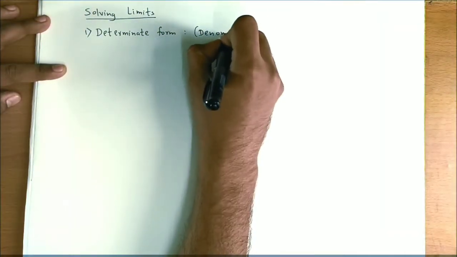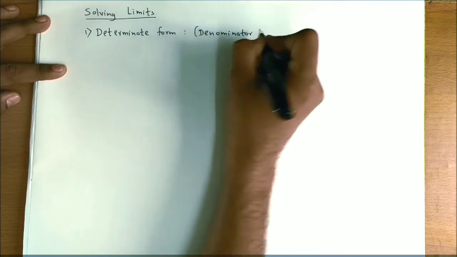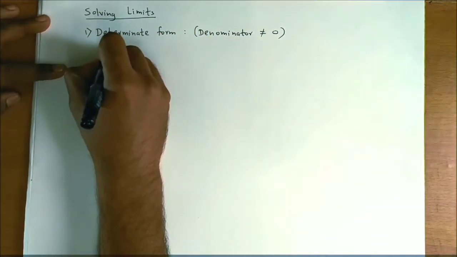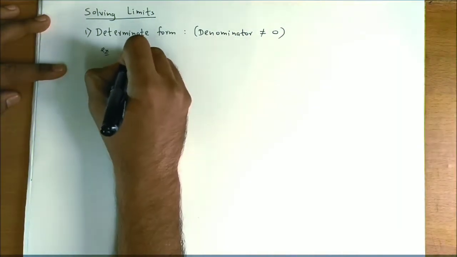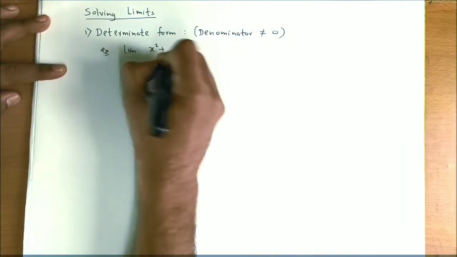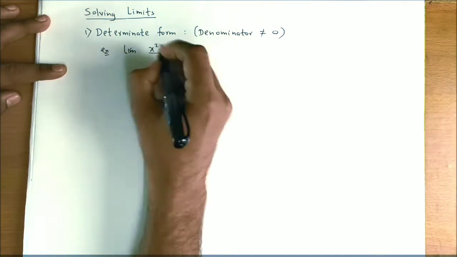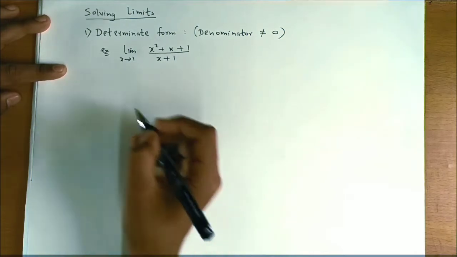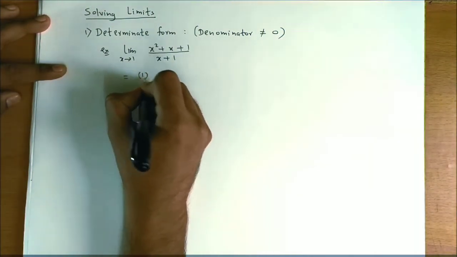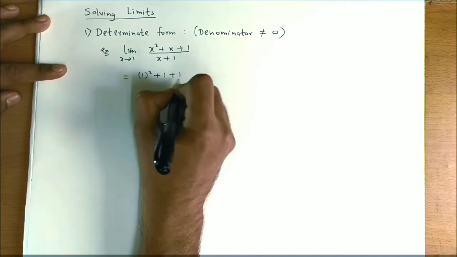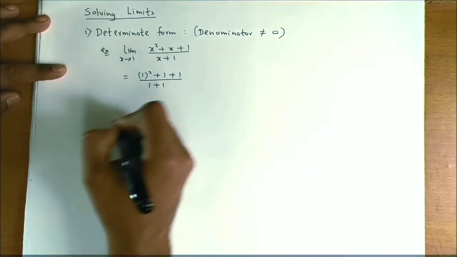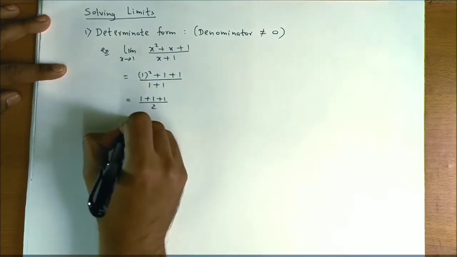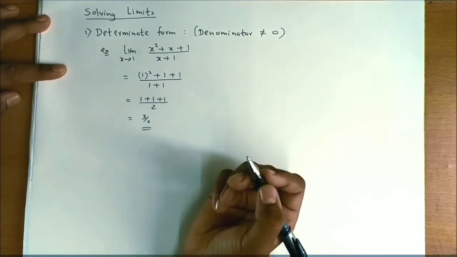And when can you do that? Yes, when the denominator value is not equal to 0. Now let us consider a very simple example of limit. Say limit of x squared plus x plus 1 upon x plus 1 as x approaches 1. Now here we directly substitute the limiting value of x, that is the approaching value of x. So we get 1 squared plus 1 plus 1 upon 1 plus 1. So finally we have 1 plus 1 plus 1 upon 2, which results into 3 upon 2.